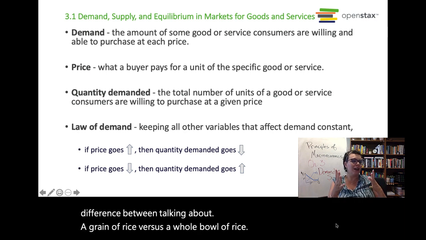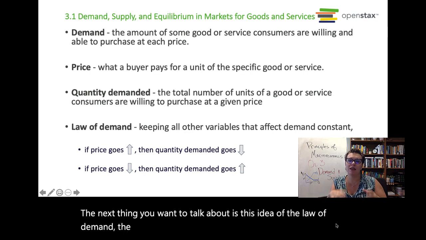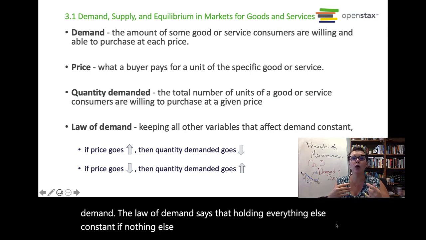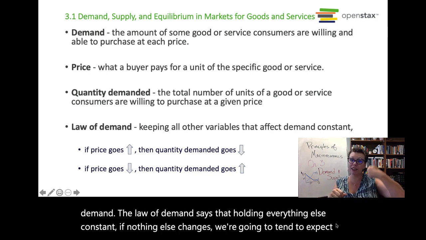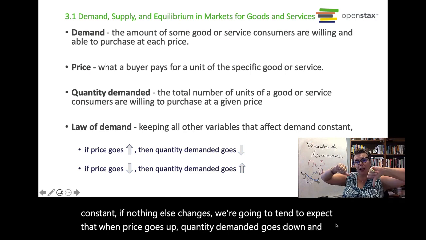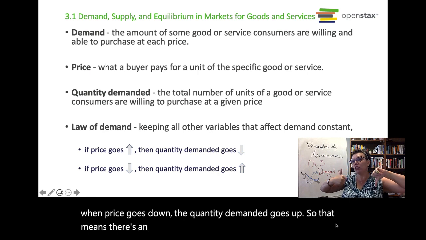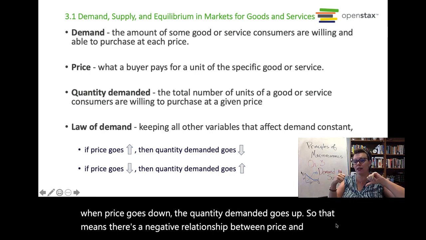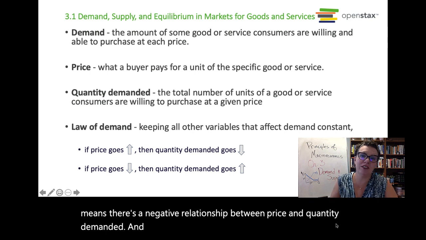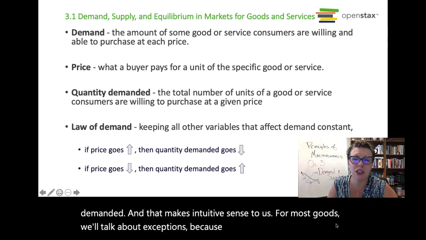The next thing we want to talk about is this idea of the law of demand. The law of demand says that holding everything else constant, if nothing else changes, we're going to tend to expect that when price goes up, quantity demanded goes down, and when price goes down, quantity demanded goes up. So that means there's a negative relationship between price and quantity demanded. And that makes intuitive sense to us for most goods. We'll talk about exceptions because there are exceptions to the law.